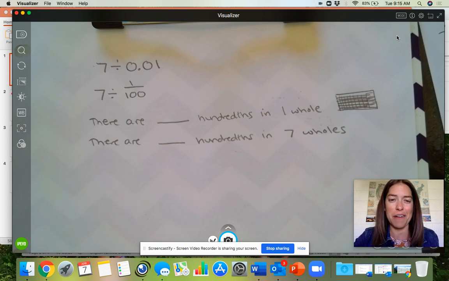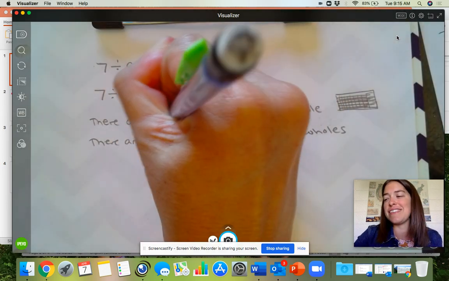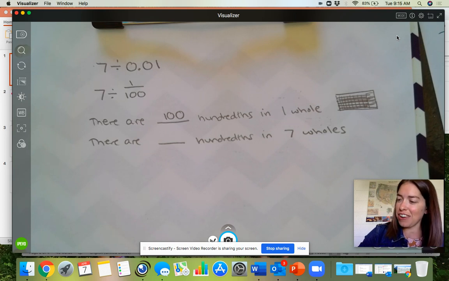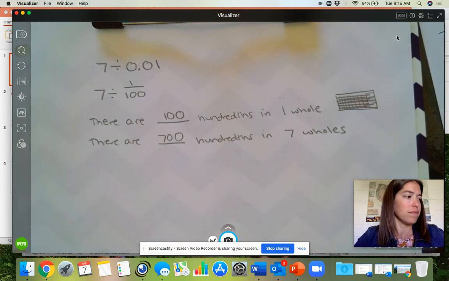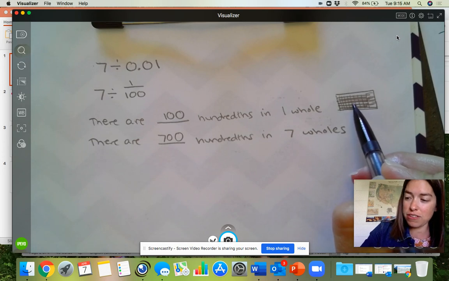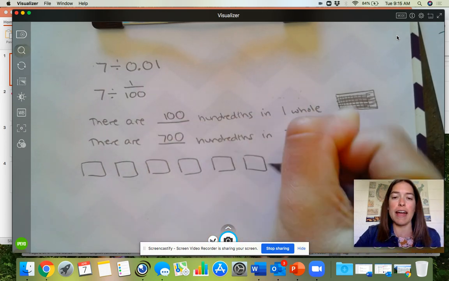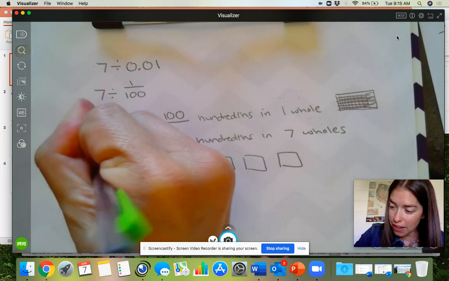Okay, let's check in and see what we got. You guys are exactly right. There's 100 hundredths in 1 whole, 10 tenths, 100 hundredths, which means there are 700 hundredths in 7 wholes. All right, so we could double check this. We put our 100 hundredths in 1 whole. If I wanted to draw out 7 wholes, and split each one into hundredths by drawing 10 lines down and 10 lines across.